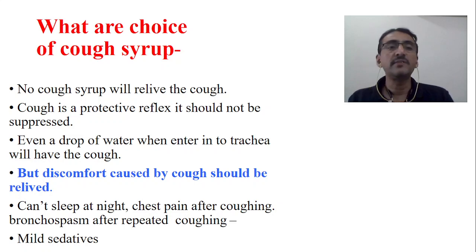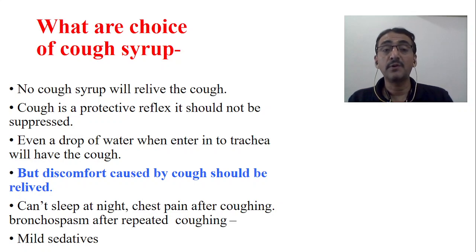Now look at some other points regarding what is the choice of cough syrup. Actually, no cough syrup will relieve the cough. This is a fact. So many cough syrups are available in the market, but no cough syrup can relieve the cough because cough is a protective phenomenon. Suppression of the cough is not a good thing. As it is a protective phenomenon, it should not be suppressed. So cough is a protective reflex and should not be suppressed.